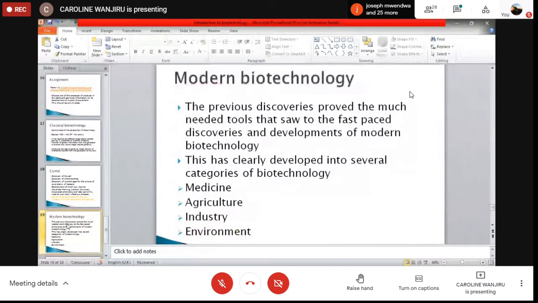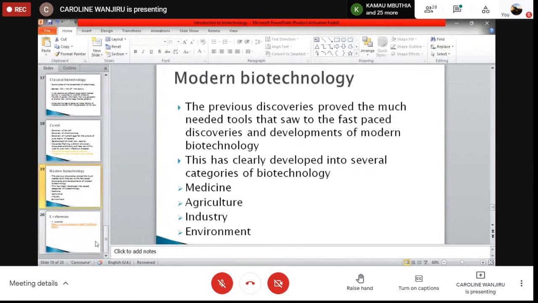And then of course, today we have modern biotechnology. So the previous discoveries provided the much needed tools for the fast-paced discoveries and developments of biotechnology. So what we got in the ancient biotechnology and classical biotechnology has led to what we are experiencing now, the fast-paced discoveries and development of this modern biotechnology. So we are applying the knowledge that was acquired in those first two phases. And this has clearly developed into several categories of biotechnology. Remember, we mentioned this earlier on as we were starting. We've got medicine, we've got agriculture, we've got industry, we've got environment.